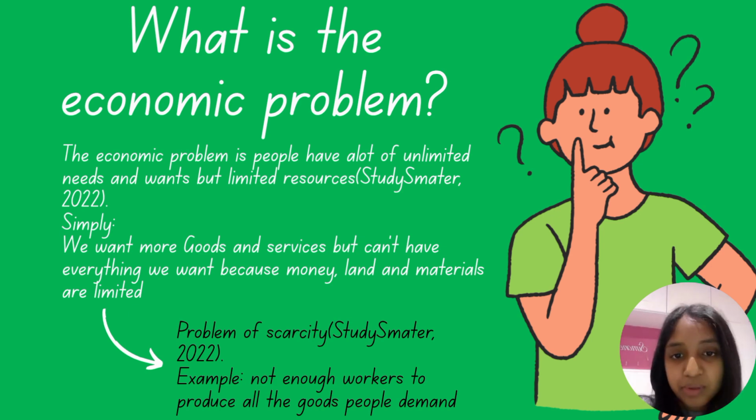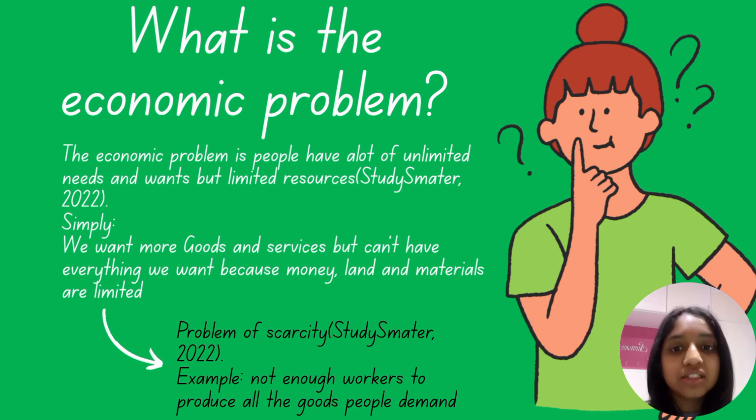The economic problem is that many people have unlimited needs and wants, right? Unlimited meaning there's no limit, there's no bound, it can be over and above, right? But unfortunately, we have limited resources. So simply what that means is that we want more goods and services, but we can't have everything we want because of money, land, and materials that are limited.